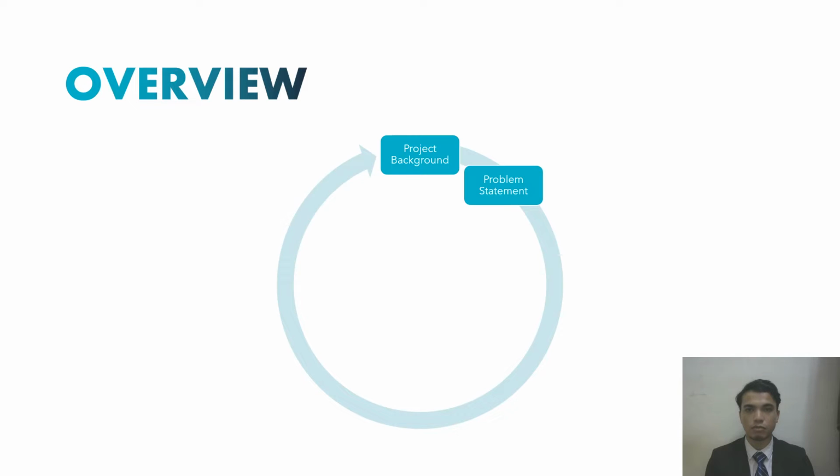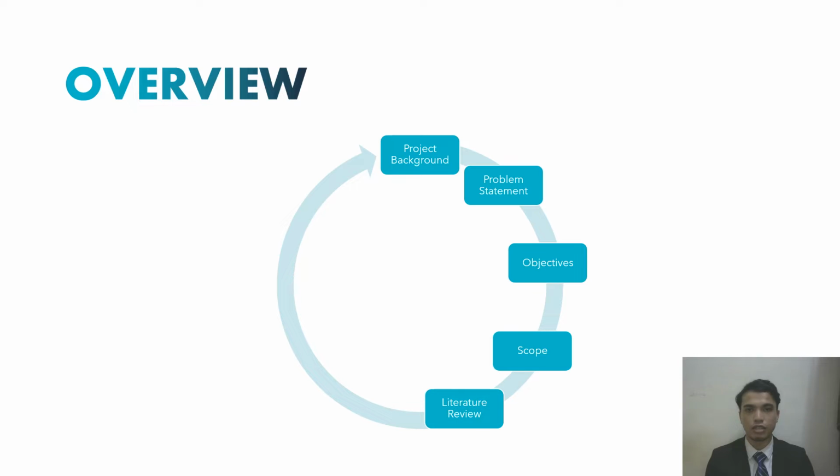So in overview, I have the project background. Basically, it's about the introduction in this project. Next, I have the problem statement, and this is about the problem that I encounter while doing this project. Next, I have the objectives of the project. Next is scope. This section is the scope that I have to make to complete the project.